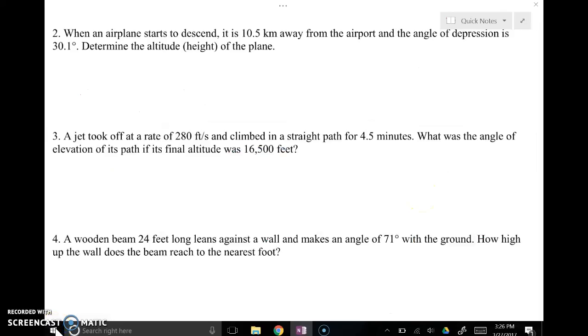Okay, in this video, I'm going to do a few examples with you just so you have an idea of the process to go about solving these word problem real world scenarios. So here we go. Here's our scenario.